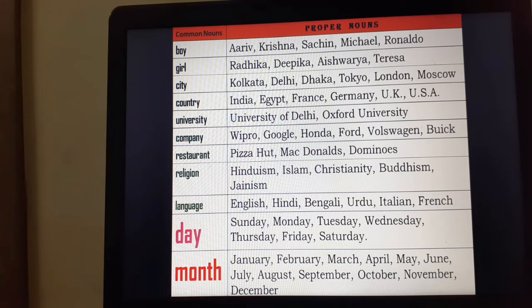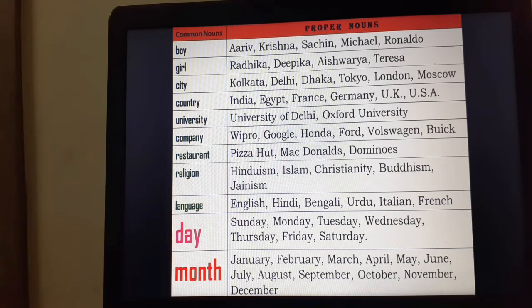City and country, these are common nouns. But when we mention the names of the cities or the countries, then they are proper nouns. Like India, Egypt, France, Germany, UK, USA. These are the names of a few countries. Whereas Kolkata, Delhi, Dhaka, Tokyo, London, Moscow are the names of a few cities. Remember that a proper noun always begins with a capital letter.